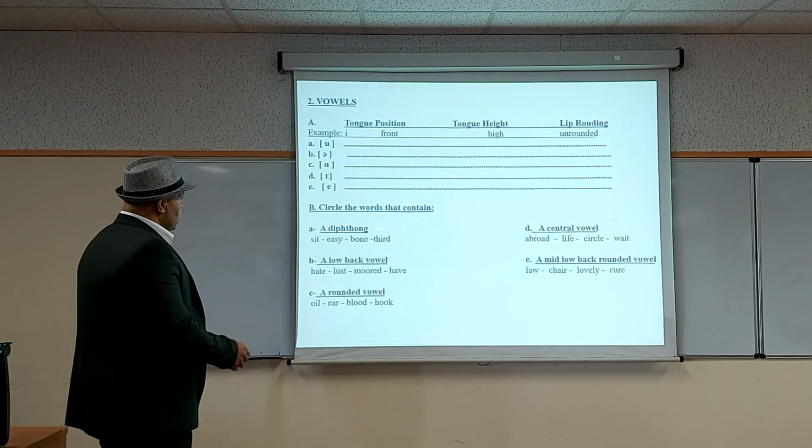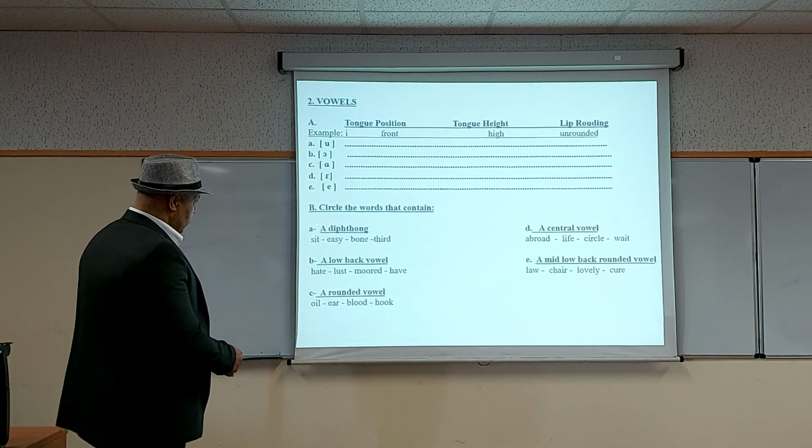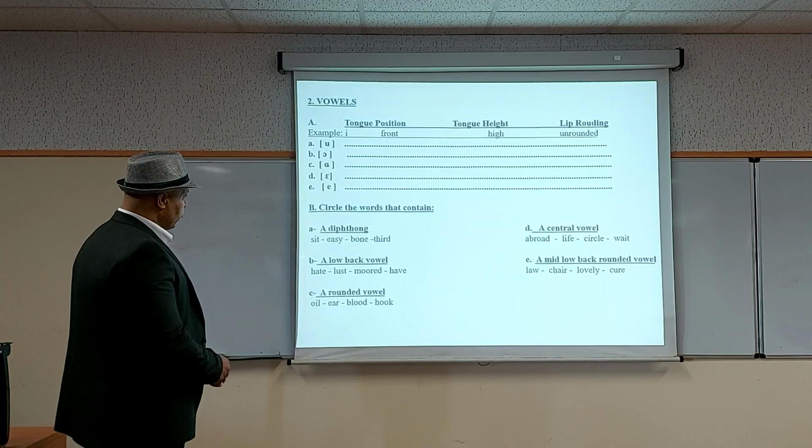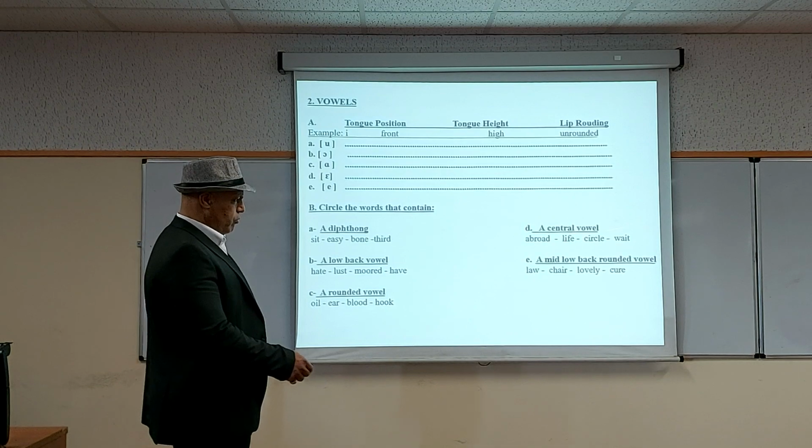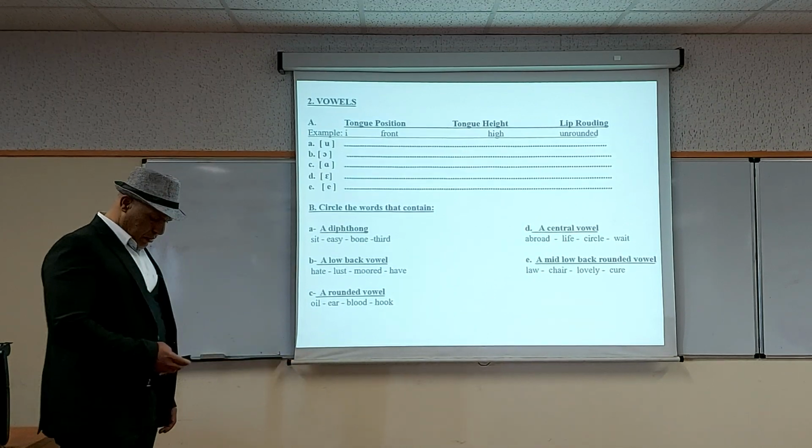The last exercise is to circle the word that contains, for example, a diphthong, a low back vowel, or an unrounded vowel, or a central vowel, or mid-low vowels.